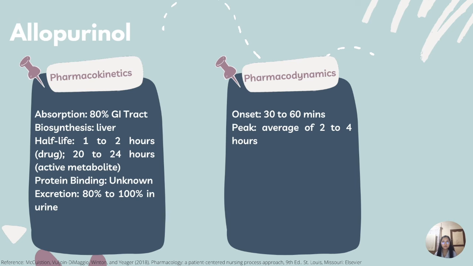For the pharmacodynamics, allopurinol inhibits production of uric acid by inhibiting the enzyme xanthine oxidase, which is needed in the synthesis of uric acid. Allopurinol also improves the solubility of uric acid. Its onset of action occurs within 30 to 60 minutes. Its peak time averages from 2 to 4 hours, and allopurinol has a long duration of action.